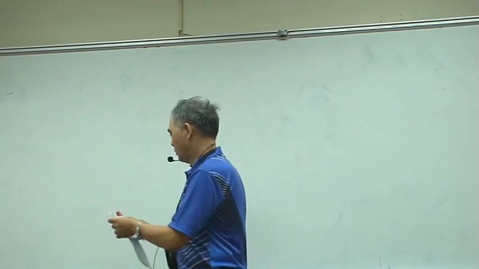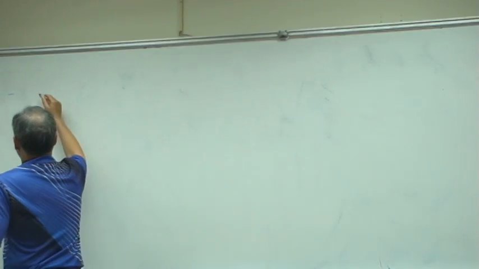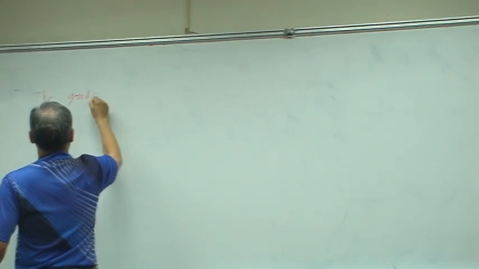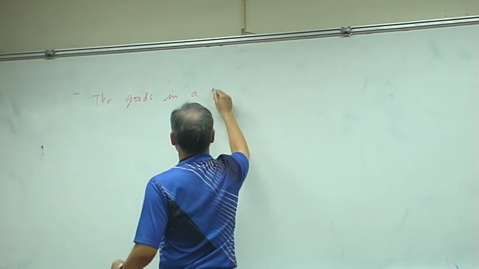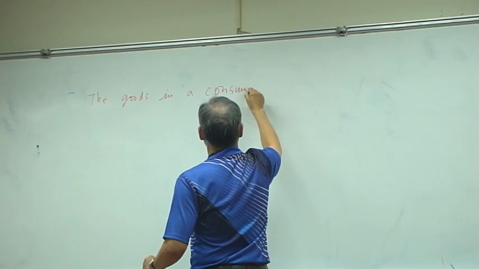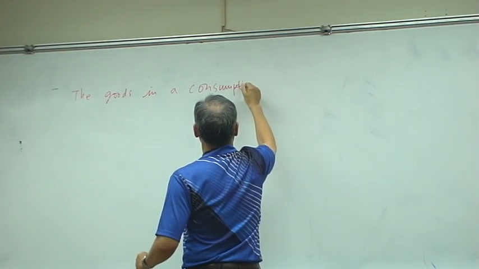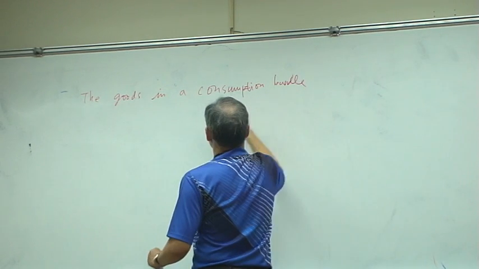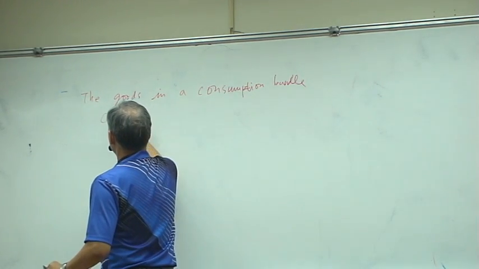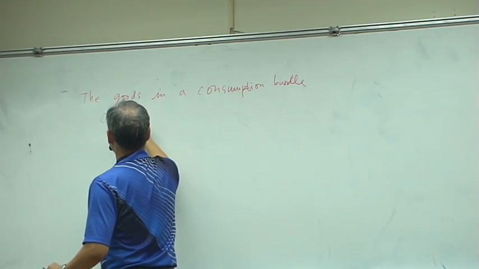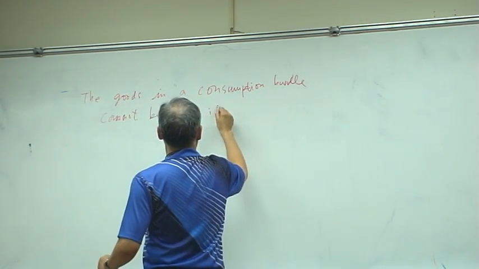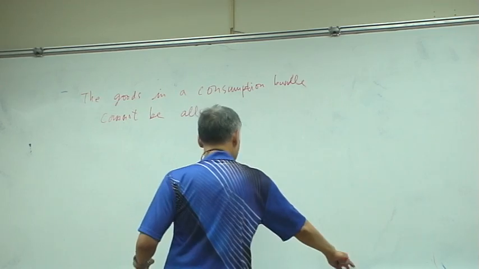So the first point is the goods in a consumption bundle cannot be all inferior. Cannot be all inferior. Sorry.